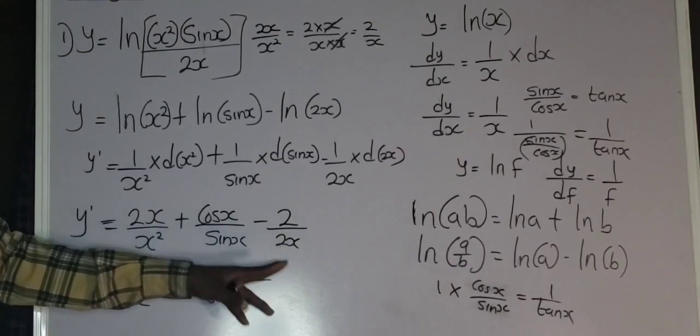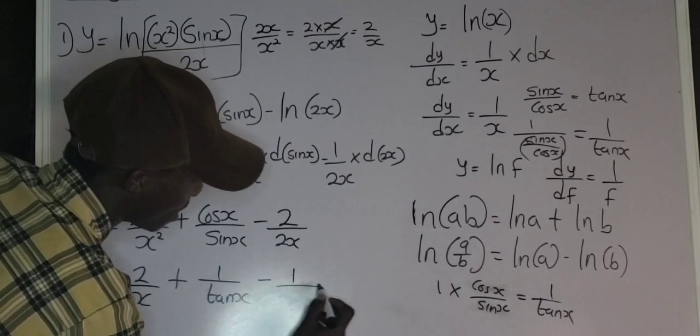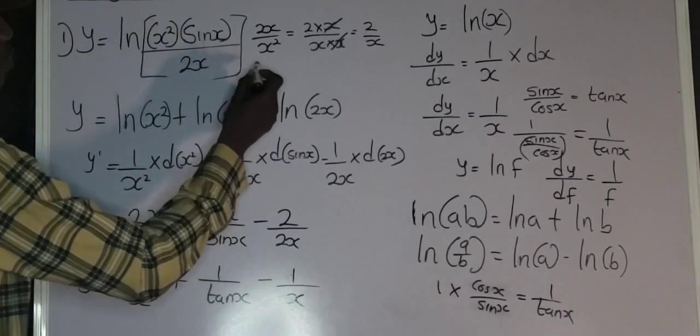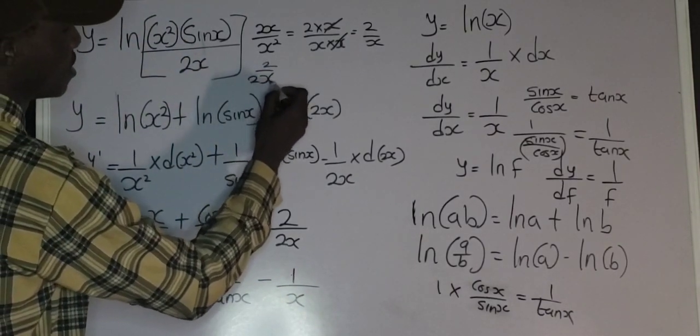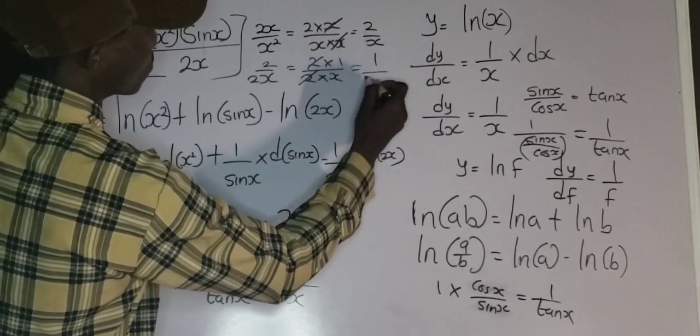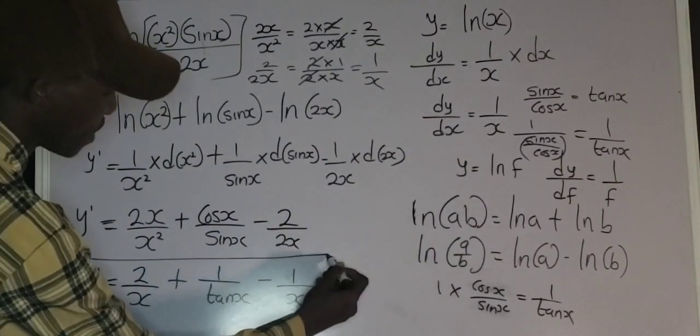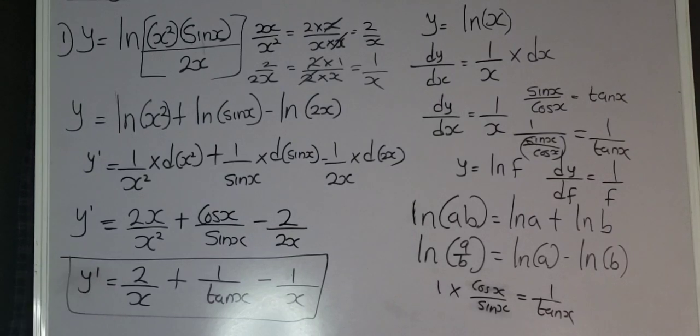Minus 2 over 2x. 2 divided by 2x is what? 1 over what? 1 over x. Because 2 over 2x can be expressed as 2 multiplied by 1 over what? 2 times x. So 2 will cancel 2. So I'm left with what? 1 over x. Do you understand? So the derivative of y now is what? 2 over x plus 1 over tan x minus 1 over x. So that is how to find the derivative of a logarithmic function. Trust you understand. If you didn't understand, watch this video till the end, okay?